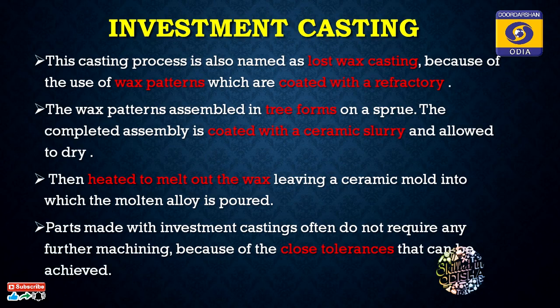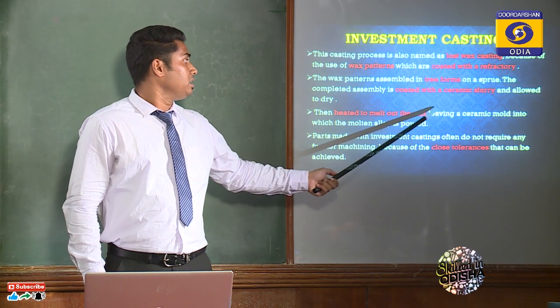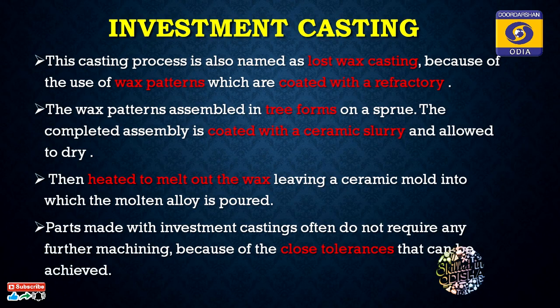The wax patterns are coated with a refractory material, and the wax patterns are assembled in a tree form on a sprue. The completed assembly is coated with a ceramic slurry and allowed to dry. Then heated to melt out the wax, leaving a ceramic mold into which the molten alloy is poured.